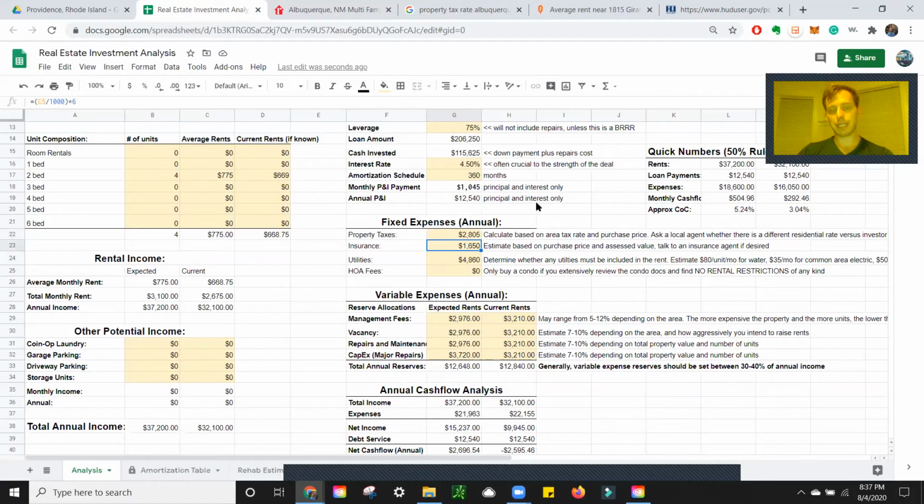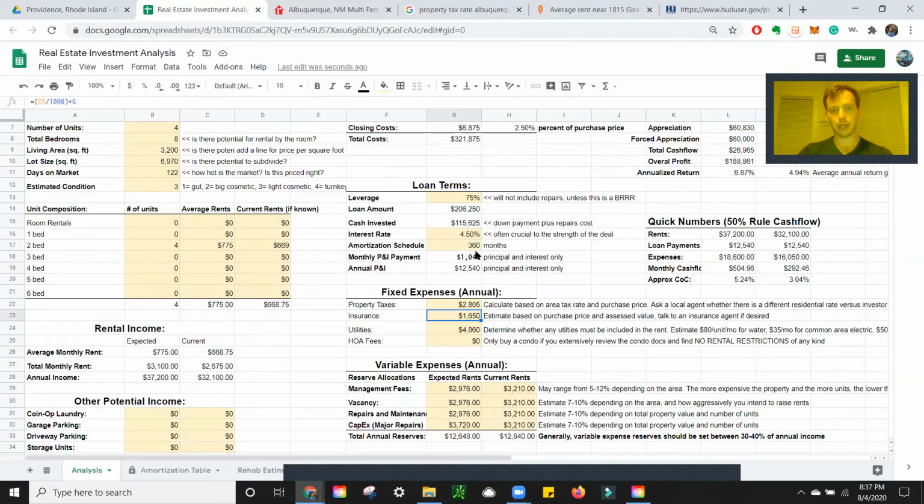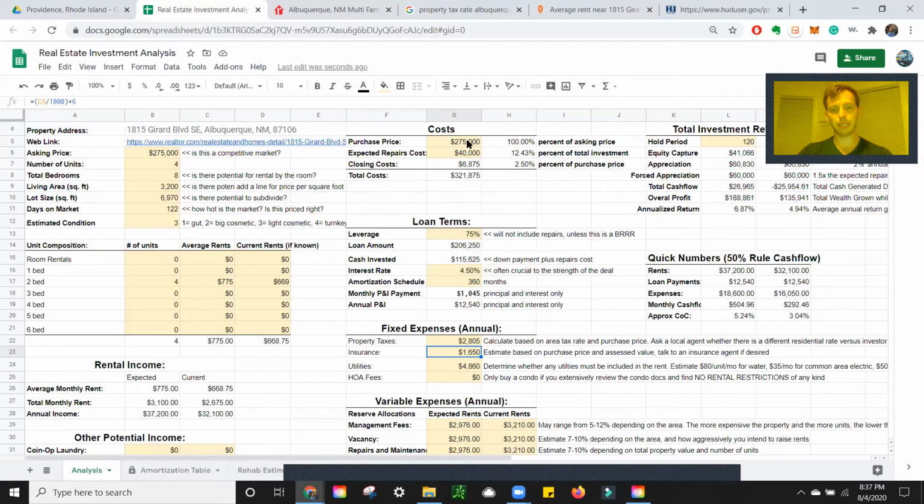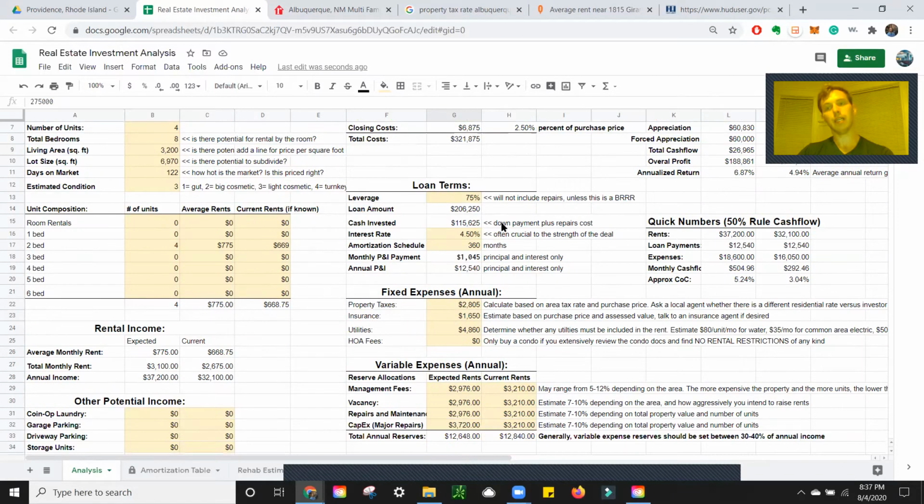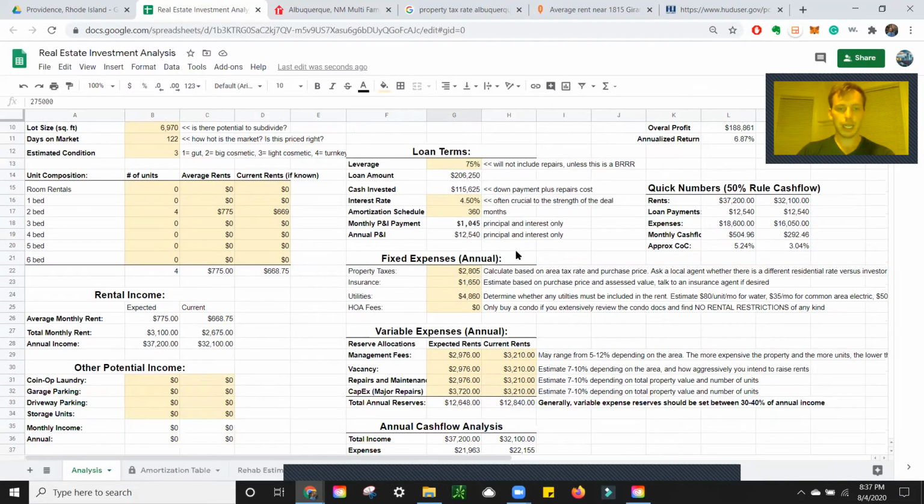The insurance for the property, again, is going to be somewhat based on the value of the property. I think $1,650 is reasonable. I'm paying about $2,000 for a property slightly below this, but I'm paying Massachusetts prices.